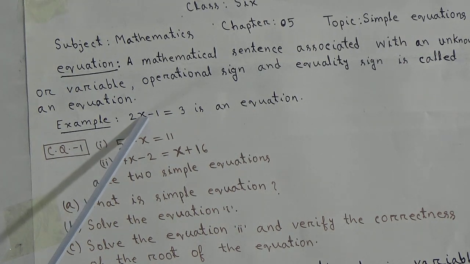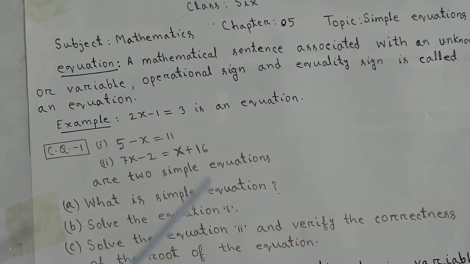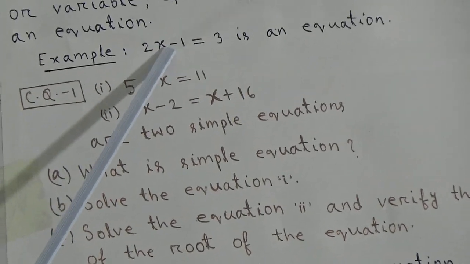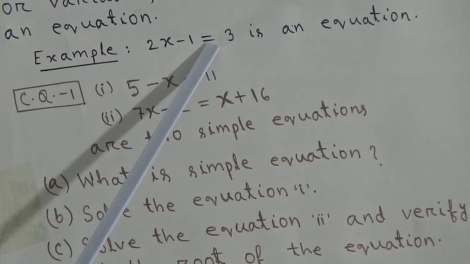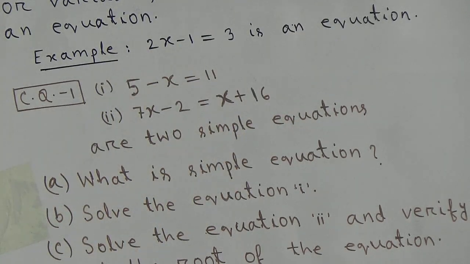Here x is a variable. In chapter 4, we have learned what is variable. In this chapter, after solving the equation, we will find out the value of variable. Minus is an operational sign and equality sign also exists. That means 2x minus 1 is equal to 3 is an equation. Now, we will solve one CQ from chapter 5. Before solving the CQ, I want to discuss some basic concepts related to this chapter.